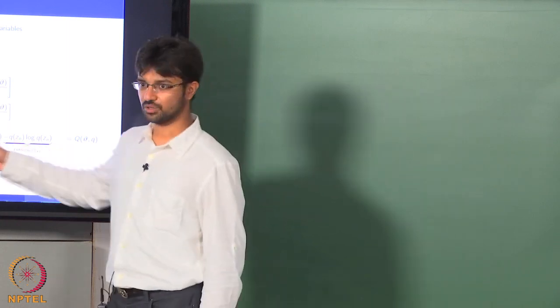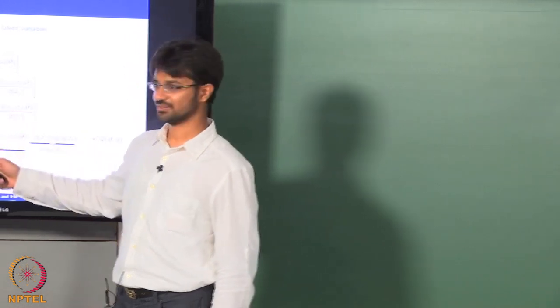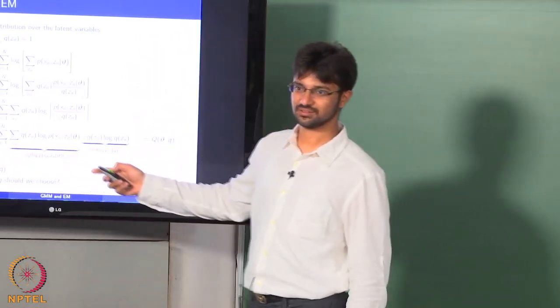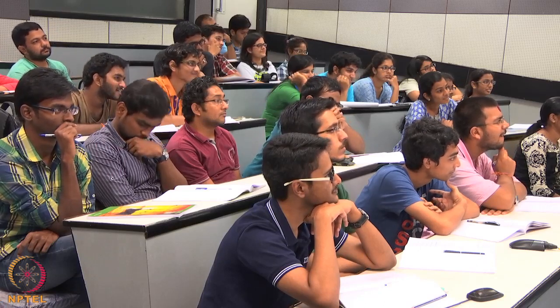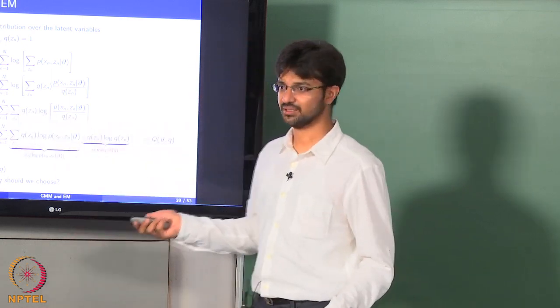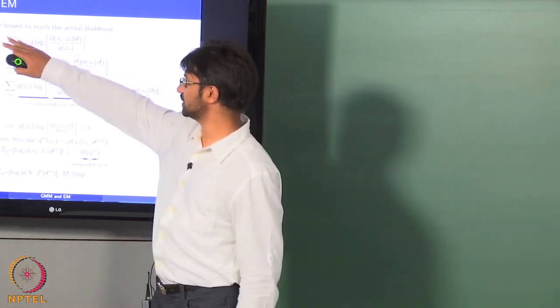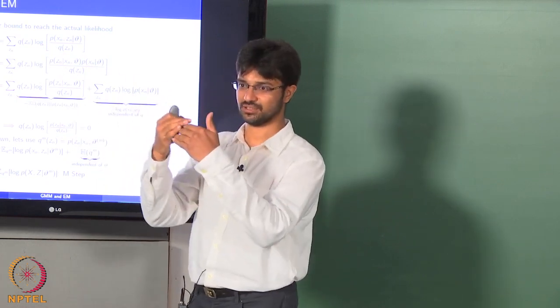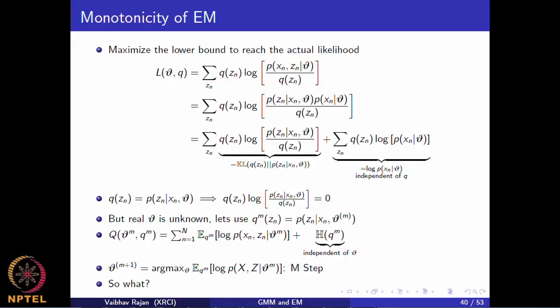So what we have is a lower bound. What kind of distribution would you like to choose? No guesses? Think iteratively. All right. So since this is a lower bound, we want the bound to be as tight as possible. So we will choose a q such that we maximize the lower bound to reach the actual likelihood. That's a natural choice when you're dealing with bounds. So let's see how we can choose such a q.